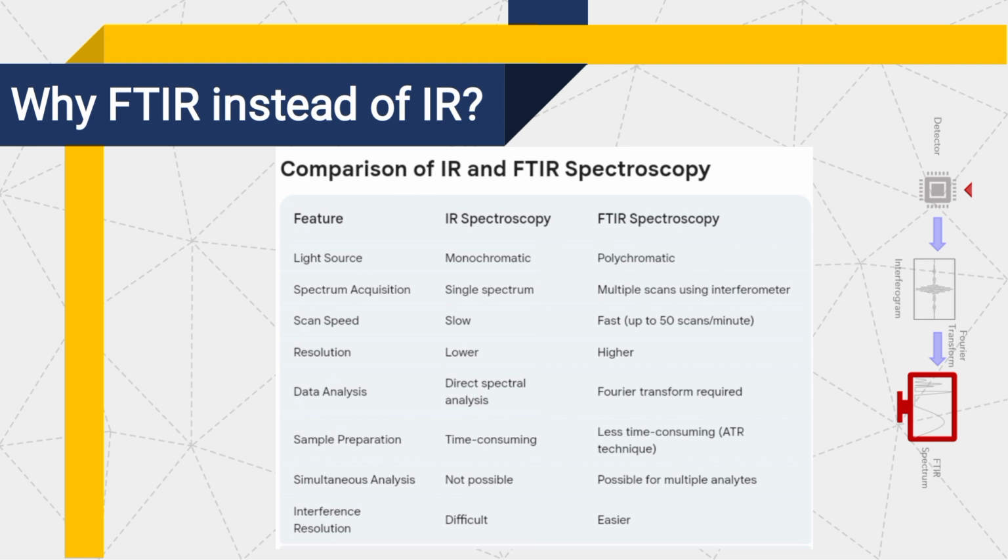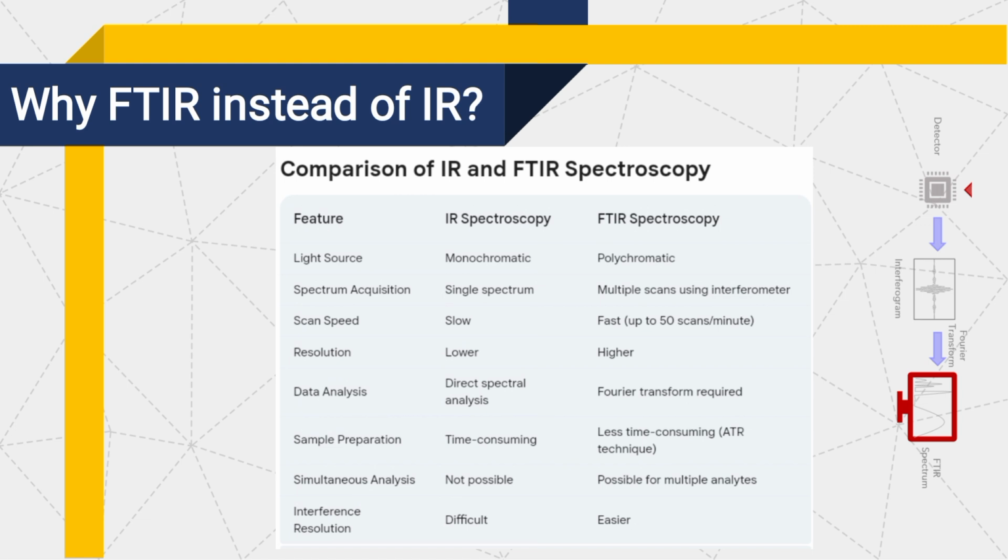Data analysis. The data that is analyzed by IR spectroscopy is direct spectral analysis, but in FTIR it is Fourier transform analysis. Sample preparation is time consuming in IR, while in FTIR it is less time consuming. Simultaneous analysis of one or more compounds is not possible in IR spectrometry, but it is possible through FTIR spectroscopy.